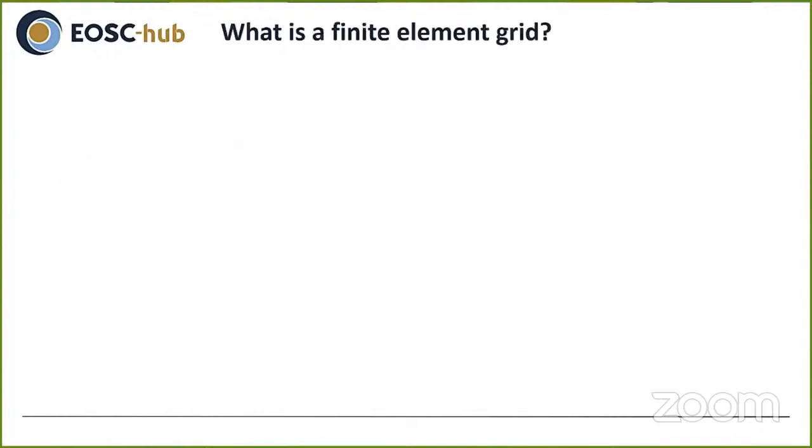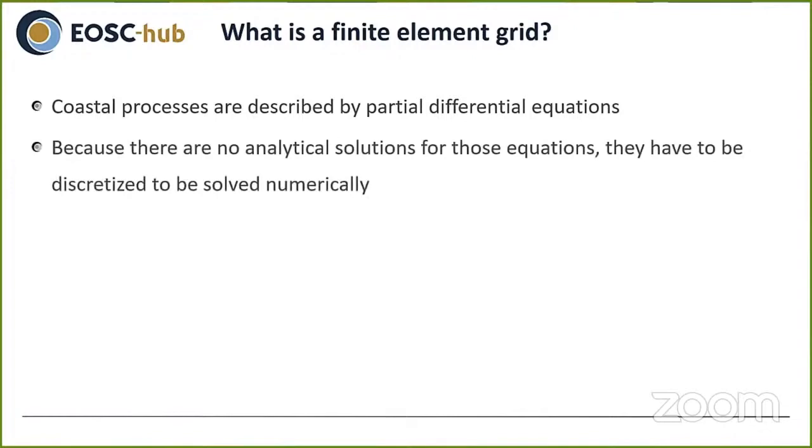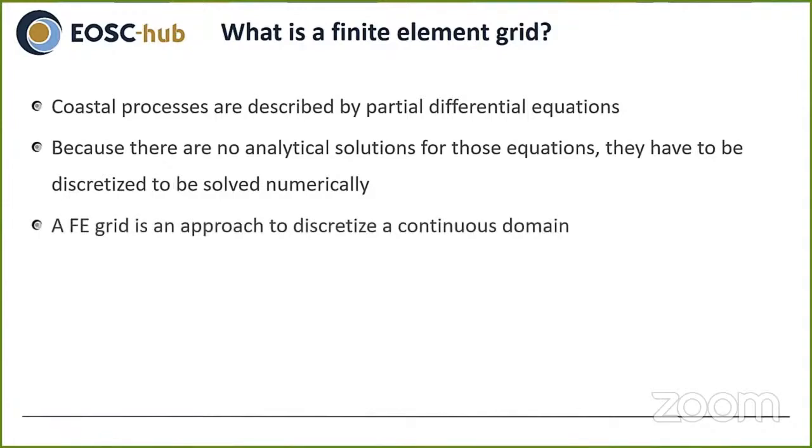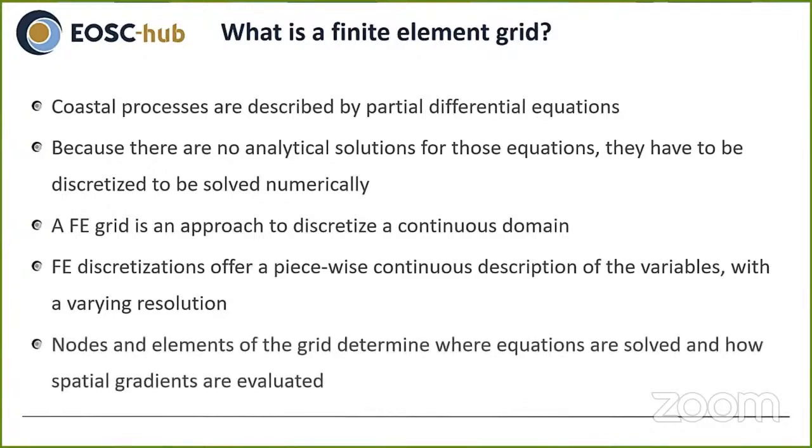So what is a finite element grid? Coastal processes are described by partial differential equations. These partial differential equations express physical laws like the conservation of mass, of momentum, or energy. In general, these equations do not have an analytical solution, so they have to be discretized and then solved numerically. A finite element grid is simply an approach to discretize a continuous domain. A finite element discretization offers a piecewise continuous description of the variables with varying resolution. Nodes and elements of the grid will determine where the equations are solved and how the spatial gradients are evaluated.